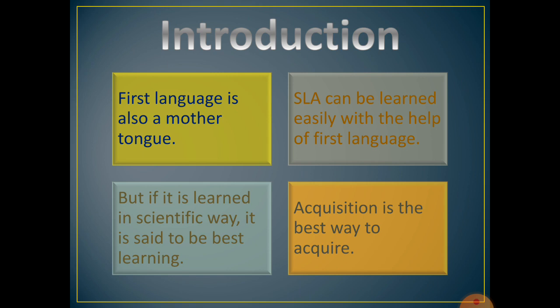But further research found that the first language is also the mother tongue. SLA can be learned easily with the help of the first language, but if it is learned in a scientific way, it is said to be the best learning. Acquisition is the best way to acquire.